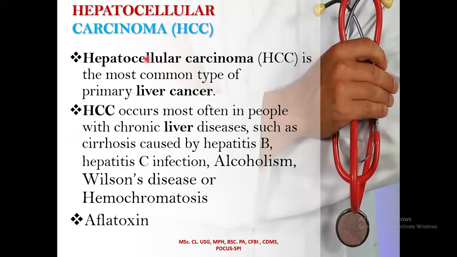So if you check the cirrhosis, we said that they can progress to form cancers, and that cancer is the primary cancer, which we call hepatocellular carcinoma. Hepatocellular carcinoma is the most common type of primary liver cancer. The most common type. When we say primary, it means that the cancer started from that same organ.